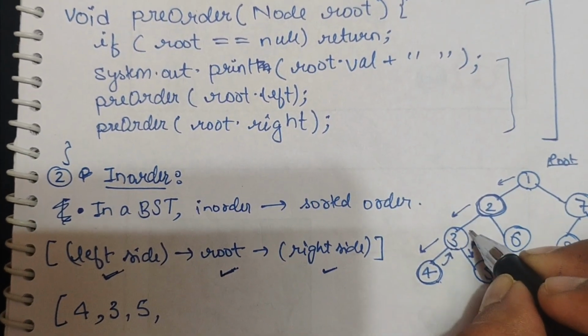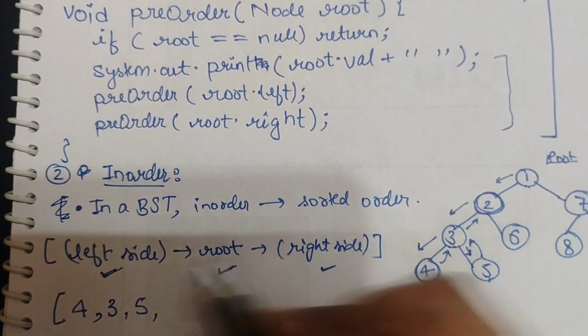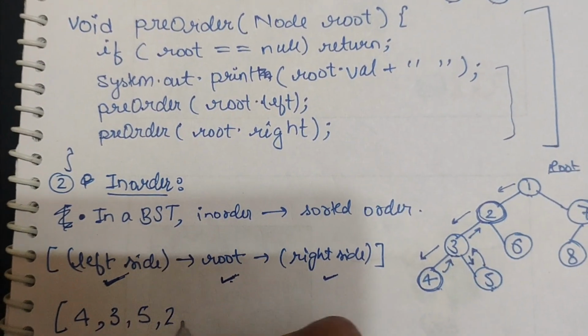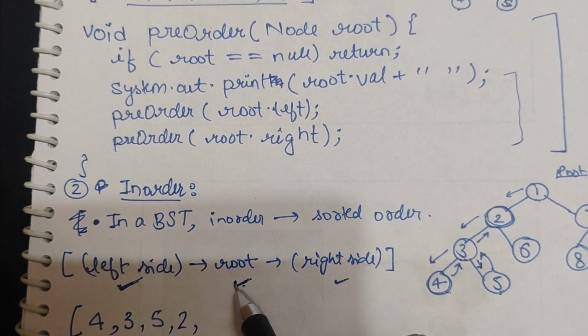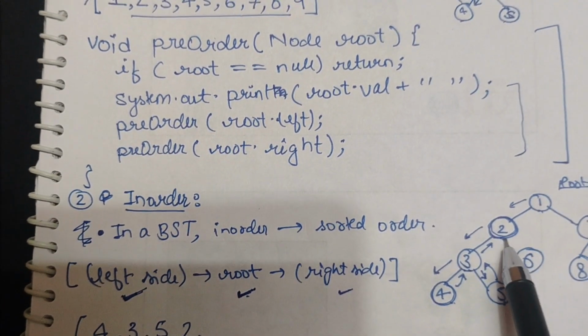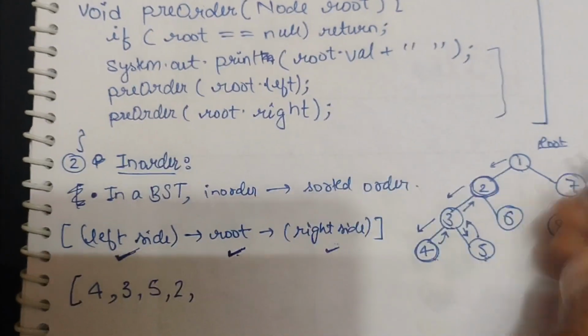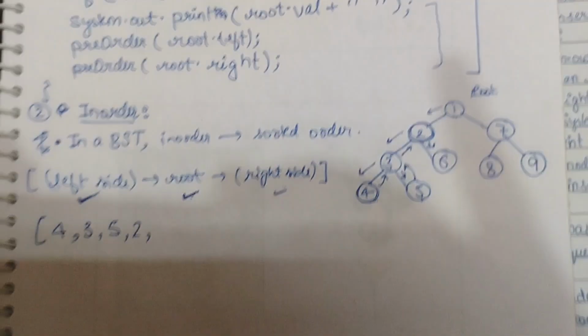Now the recursion call will come from 3 to 2. Okay, for 2 this has been executed. Now this has to be executed. We'll print 2. Now it will print 2, it has executed this. Now a recursion call will come from 2 to 6 because 2 has a right side. Recursion call will come from 2 to 6.